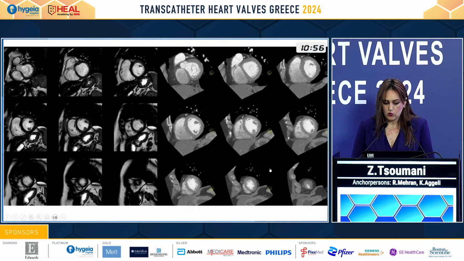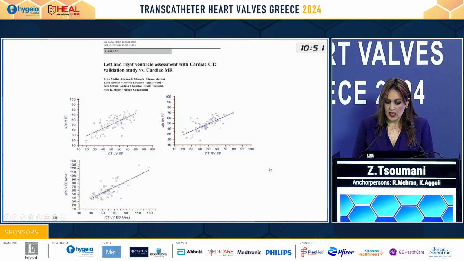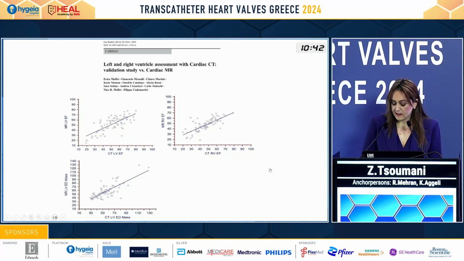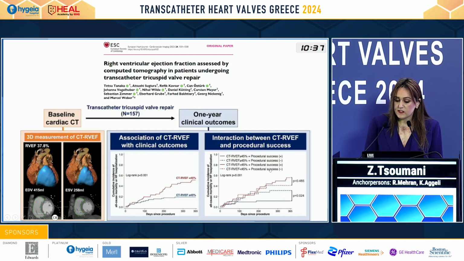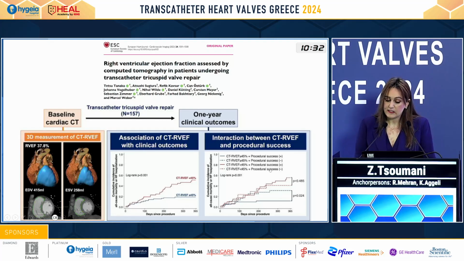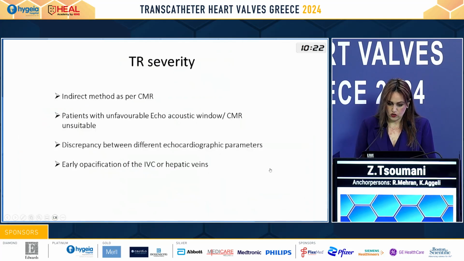In a similar way as we do with echo, we can even perform a volumetric analysis. The values that we get with cardiac CT have been extensively validated and correspond to the ones that we get from cardiac MRI. And this is important because the right ventricular ejection fraction assessed by CT or MRI is an important prognostic predictor in patients with tricuspid regurgitation.